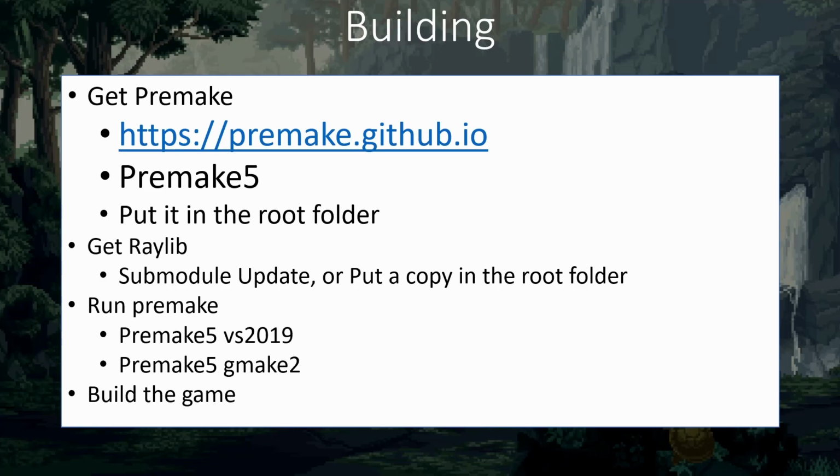The repository does include a set of Visual Studio projects already, as well as a set of make files for Windows. If you are on Linux, you'll want to rerun Premake to get a new set of make files.